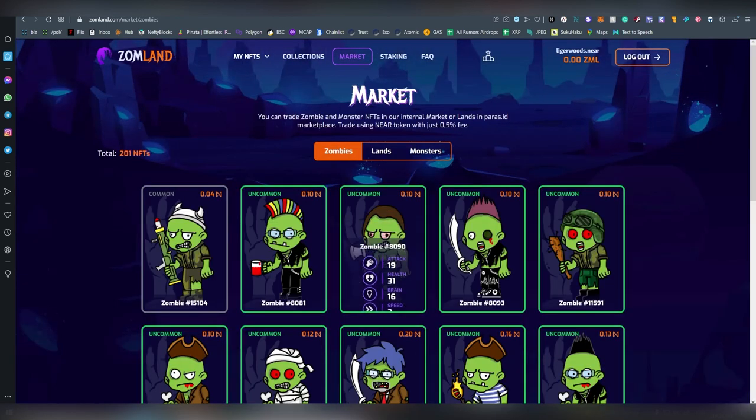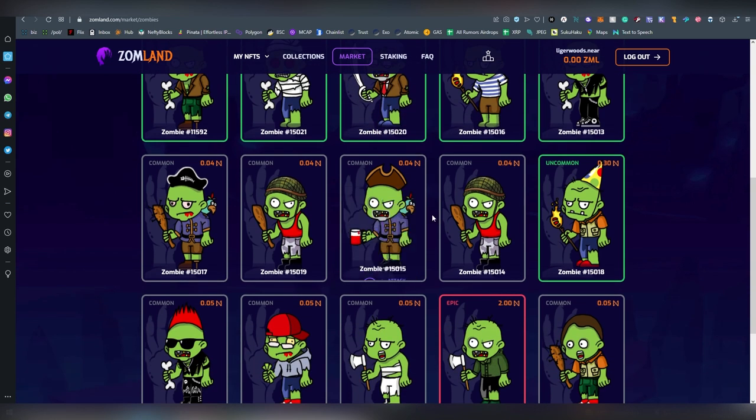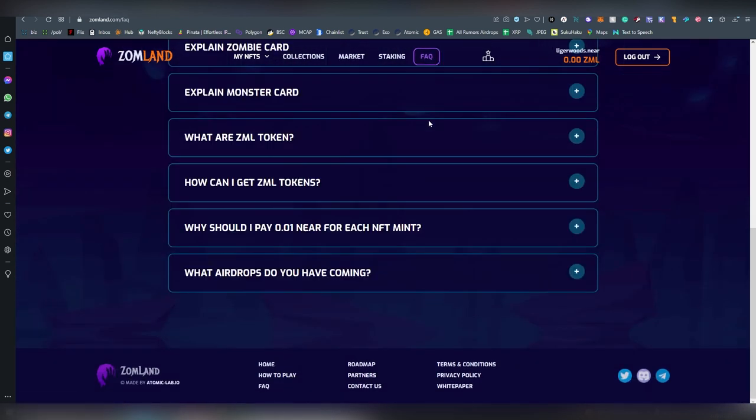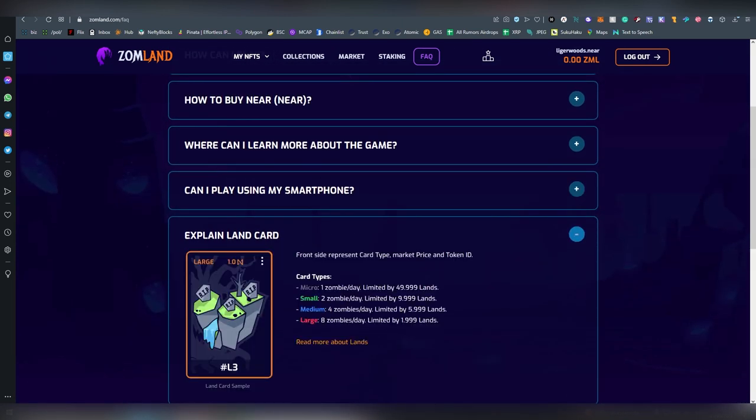But this is also another one that is kind of interesting. It has that free entry thing, which in my opinion is pretty good to get people acquainted to how the thing works. There's a good FAQ here going into explaining the lands. Like here I already explained 1 zombie per day. There's a limitation on how many of those can exist. So 50,000 can only exist in totality. So right now it's still early on.